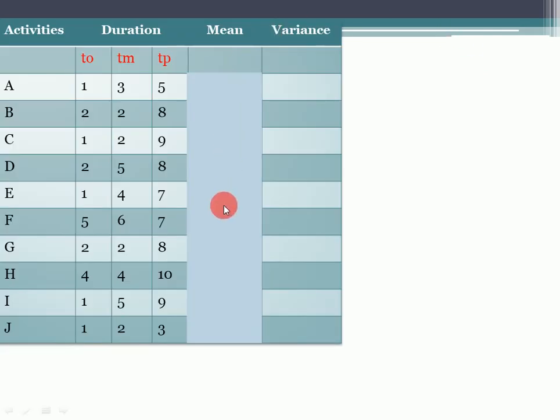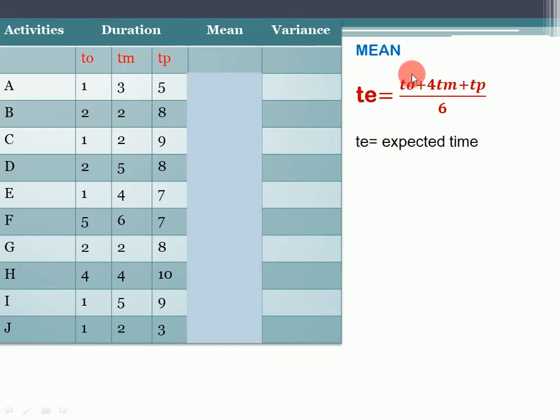We have to now find the mean for each activity, and to find the mean we have to follow a formula, that is TE is equal to TO plus 4 multiplied by TM, plus TP, divided by 6, where TE is expected time, TO is optimistic time, TM is most likely time, and TP is pessimistic time. Let's now apply this formula and try to find the mean for activity A, and the information is given here. We have all three time durations given here.